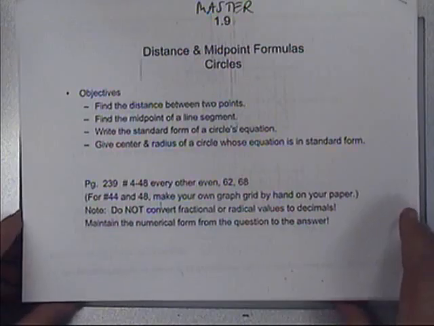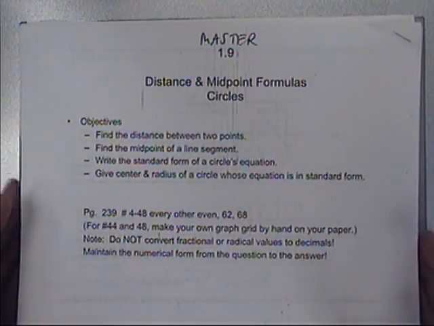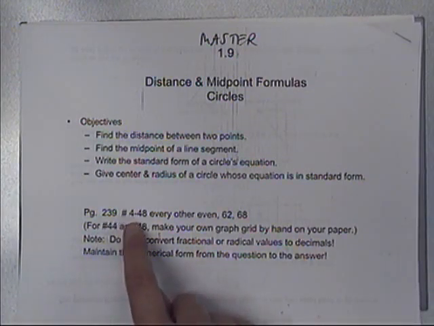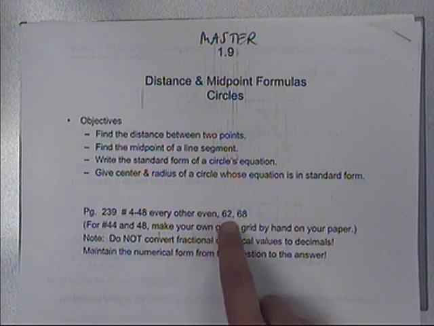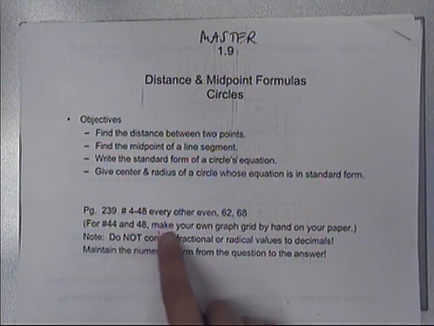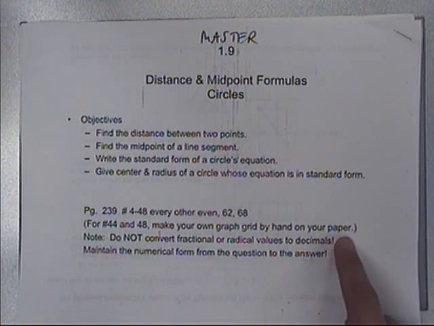This is lesson 1.9. I'm just going to show you the master. I'm not going to write everything out because a lot of this stuff is things you've seen before. Here's the assignment, page 239, 4 through 48, every other even, 62 and 68. Now, for number 44 and 48, you need to make your own graph grid by hand on your own paper.